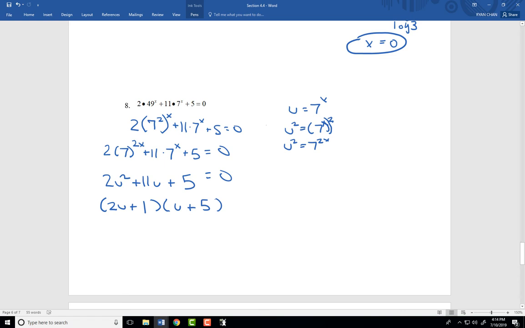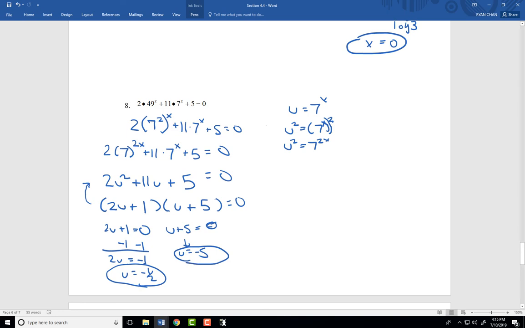Remember this as well. If you're not sure you did it correctly, if you factor it correctly, multiply it out, and it should be what you had originally. So I'm going to solve for u for each one. So u is equal to negative 5. And u is equal to negative 1/2.